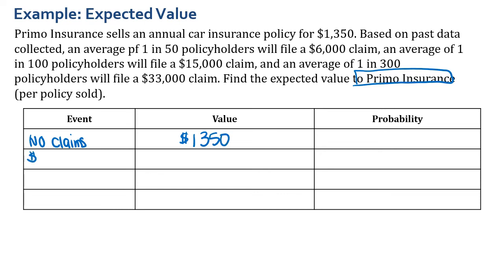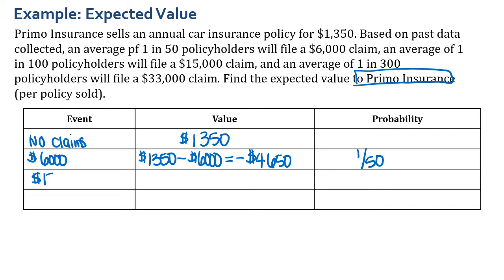In the event that a $6,000 claim is paid out, what's the value of that to the company? Well, the person that got the policy paid $1,350, but now the insurance company is having to pay out $6,000. So $1,350 minus $6,000 leaves negative $4,650 as the value of that policy to the insurance company. And that is 1 out of 50 for the probability.